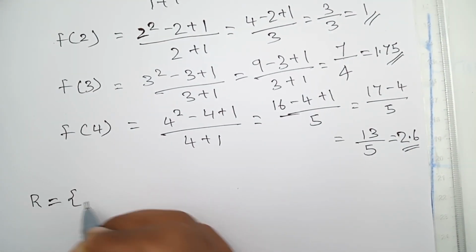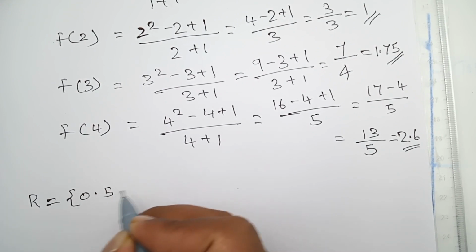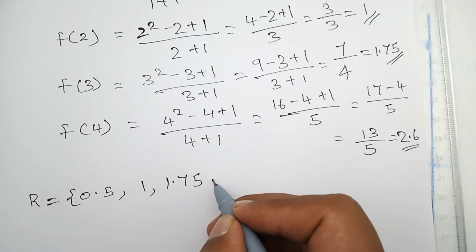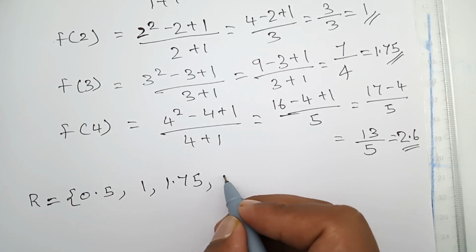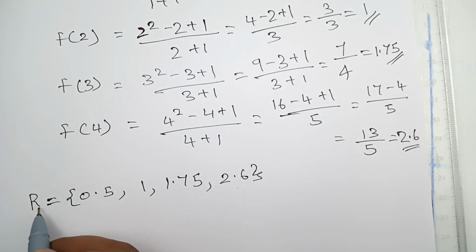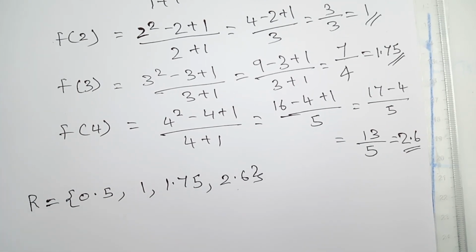So R is equal to 0.5, 1, 1.75, then 2.6. This is actually the codomain, but we can directly represent it as the range, because there are four domains and four codomains. So the range also has the same number of elements. So what is the range? The four elements in the codomain. So we have directly represented R as the range and then directly noted the answer.